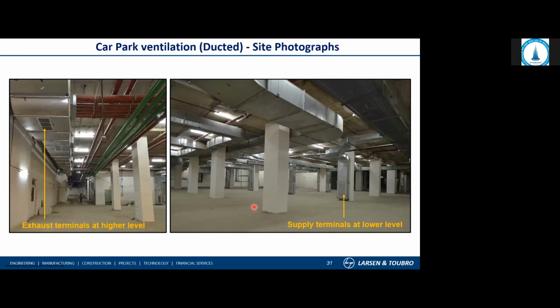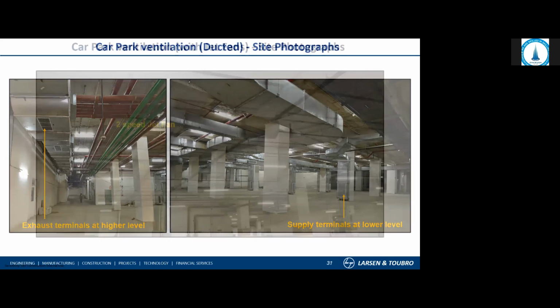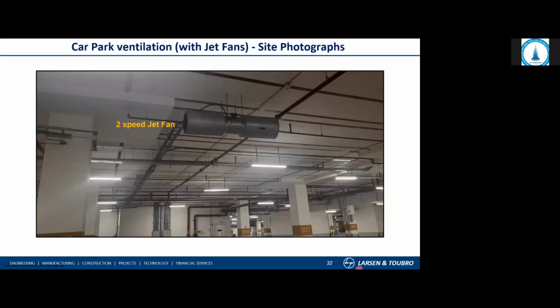These are some actual photographs of our executed project. It is one of our Ford IT park projects in Chennai. You can see the ducted system implemented over here. This is the ductless system, and the ventilation fan is indicated here.